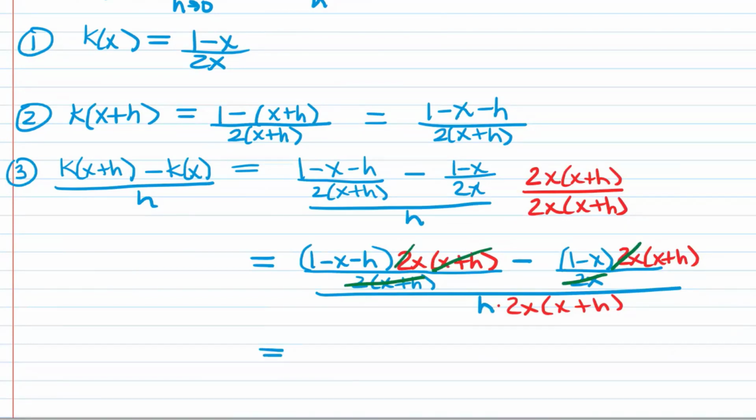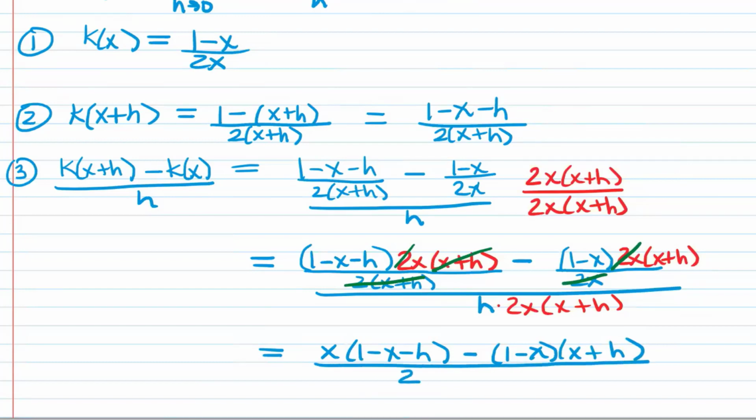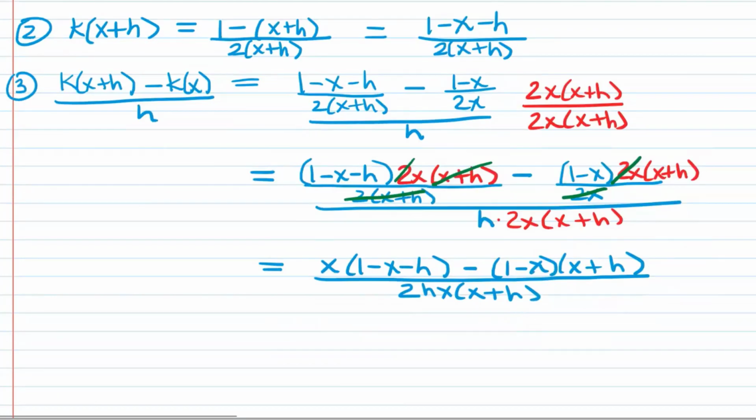So the denominators cancel, and we're left with x times 1 minus x minus h minus 1 minus x times x plus h over 2hx times x plus h. Okay, and then the fourth step is to take the limit of that. Although we're going to need to simplify, I'm just going to do it as I'm taking the limit.